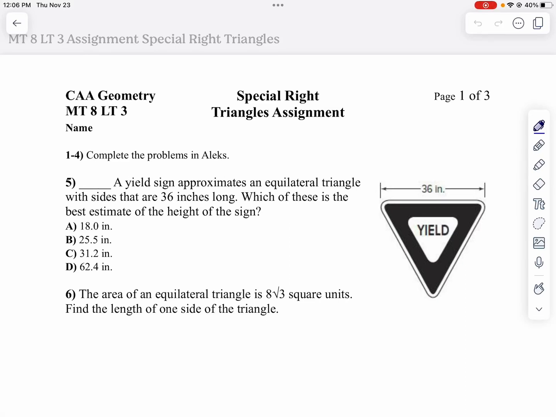Hello, let's take a look at your LT3 assignment. Before I forget, don't forget to put your name on your assignment. Can't give any credit if you don't put your name on your assignment.